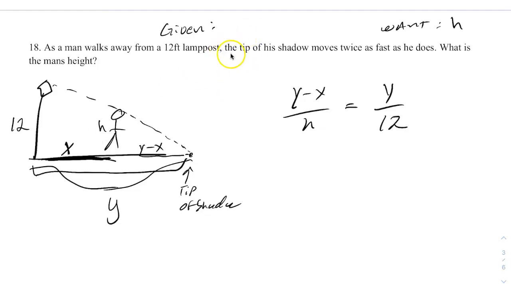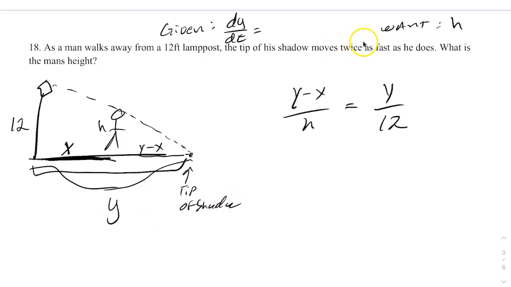What's our given? The tip of the shadow moves twice as fast as he does. So the tip of the shadow is dy dt. Well, the tip of the shadow is y, but we're talking about the rate here, right? Fast. So dy dt moves twice as fast as he does.